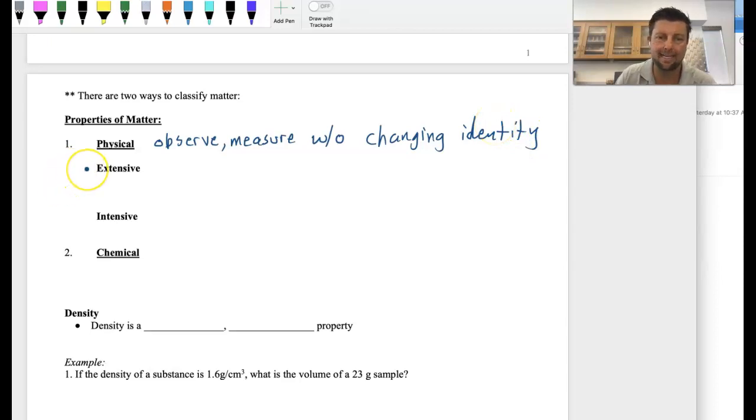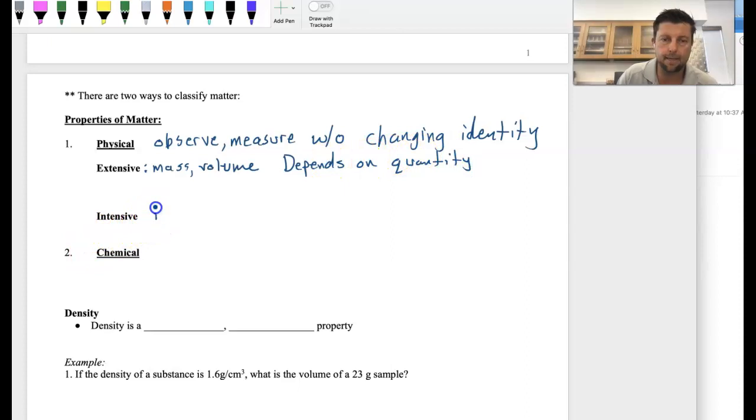These are further broken down into extensive properties. And extensive means that it depends on the amount you have. So things like mass and volume, those properties change the more you have. So if I have a whole bunch of gold, then it's going to have more mass than if I had a little amount. So extensive means it depends on quantity or changes with quantity. Where intensive means it's independent of quantity.